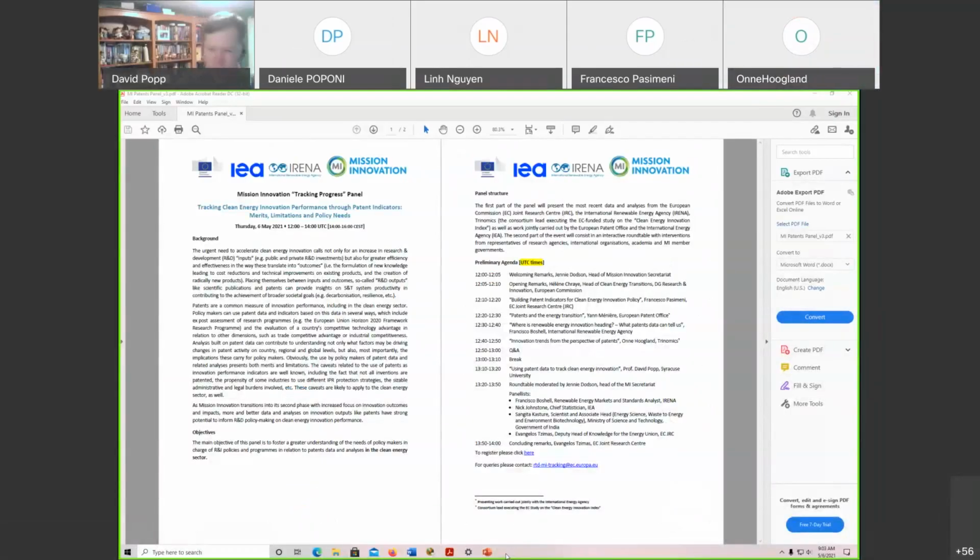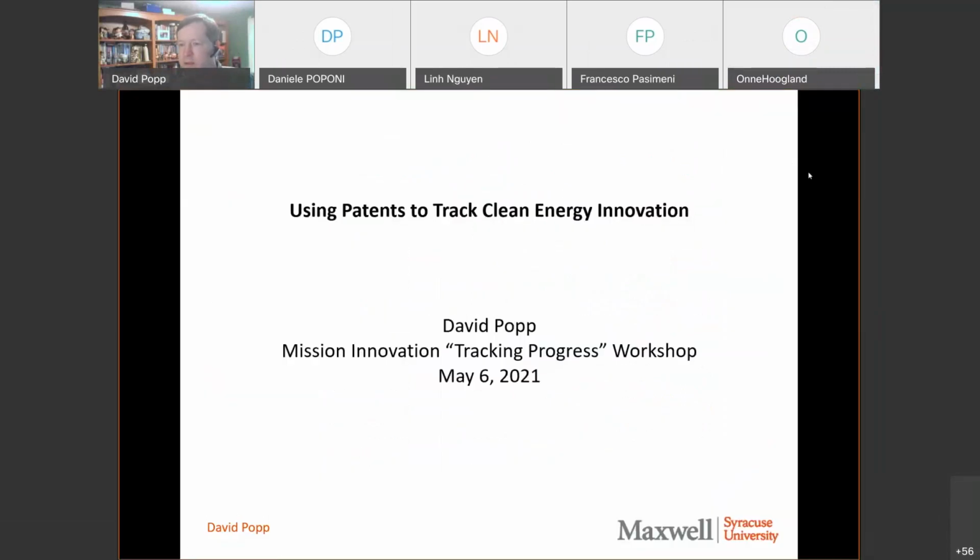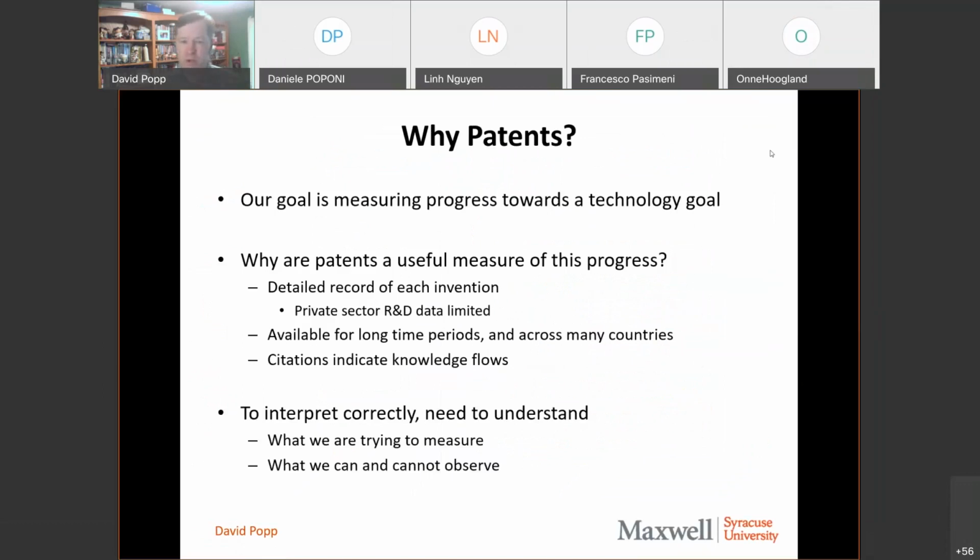All right, let me go ahead and get everything up here. All right, so I'm going to talk a little bit about the theoretical concepts for using patents to track clean energy innovation. Our goal is to measure progress towards a technology goal. First, why are patents useful for doing this? They provide a detailed record of each invention.